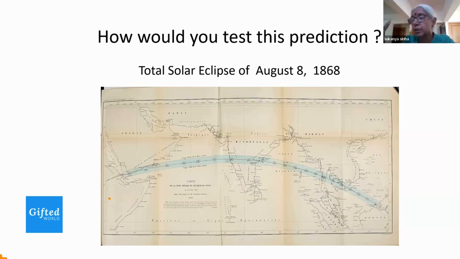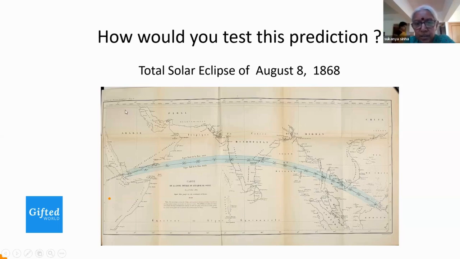You make a prediction, and a prediction is not good enough. For it to become truth, reality, you have to test that prediction. And to test this prediction, you had to block out the sunlight from the main source. This would be done naturally during a solar eclipse. Not only that, you need a total solar eclipse. And it so happened that in 1868 there was a total solar eclipse, and this is the path of the solar eclipse.